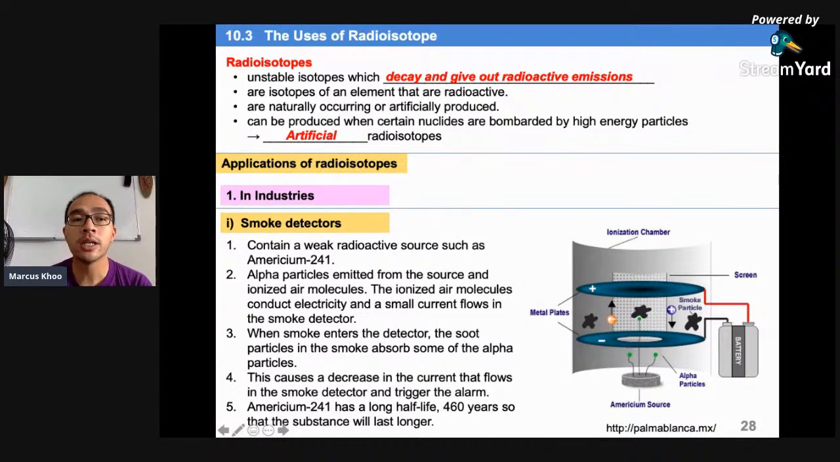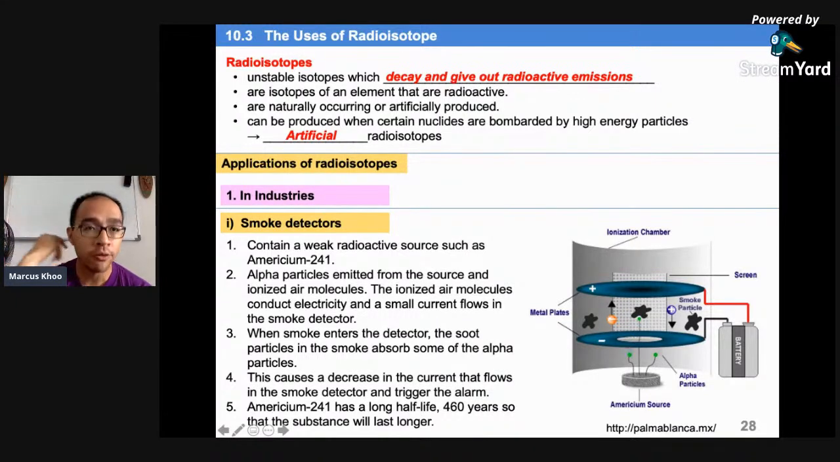Another definition that you can use: they are isotopes of an element that are radioactive. Basically, radioactive isotopes. But don't say "lah", radioisotopes are radioactive isotopes. It's like a no-brainer kind of definition. Try to be as specific as you can. There are isotopes which decay and they are unstable, they give out radioactive emissions. Sounds much nicer. Radioisotopes are naturally occurring or they can be artificially produced.